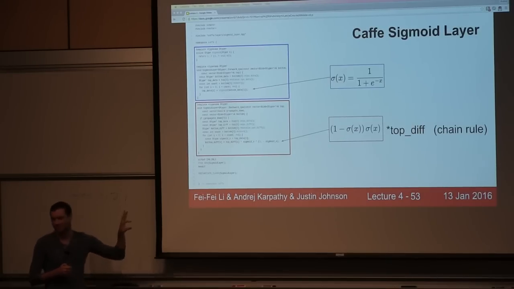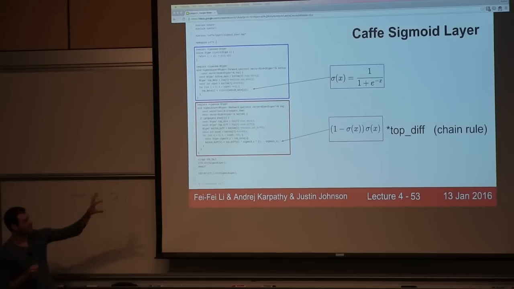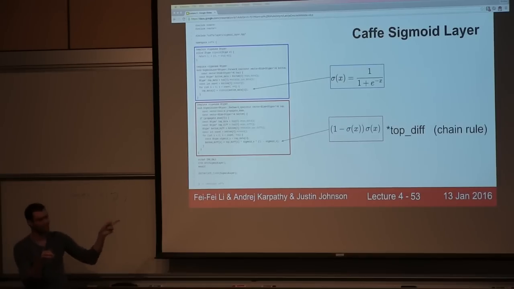So this is a CPU implementation, by the way. I should mention that this is a CPU implementation of the sigmoid layer. There's a second file that implements the sigmoid layer on GPU, and that's CUDA code. And so that's a separate file. It would be sigmoid.cu or something like that. I'm not showing you that. Any other questions? Okay, great.